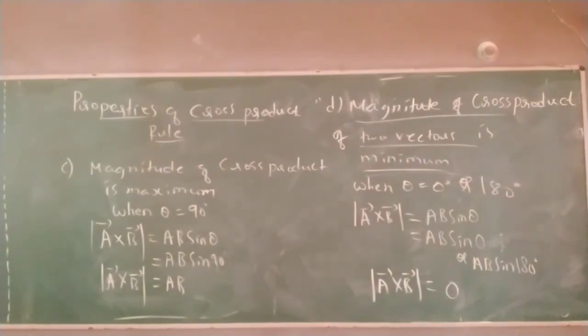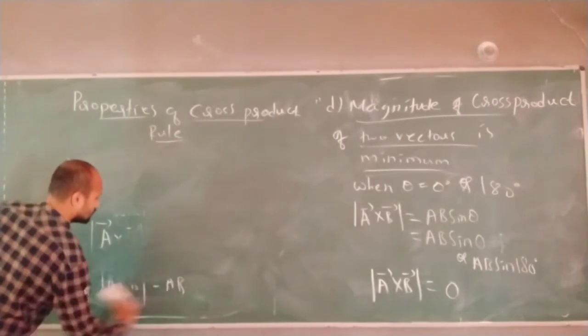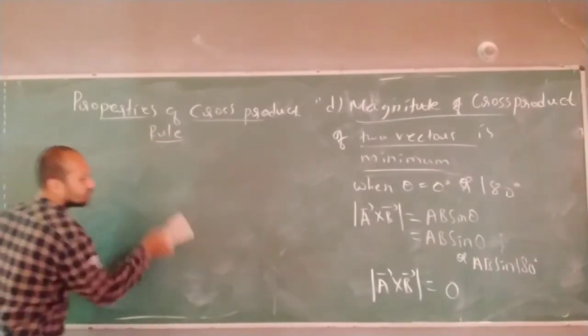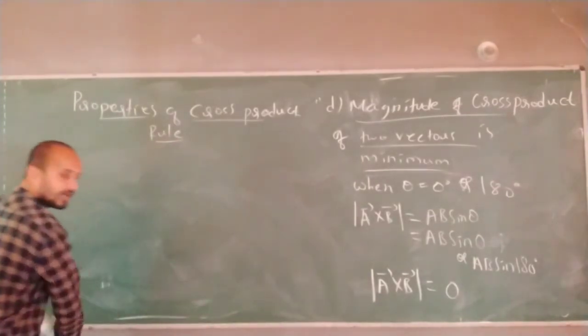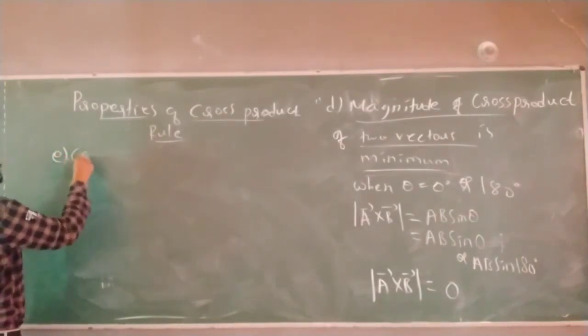Next, cross product of unit vectors. Let us find the cross product of unit vectors.